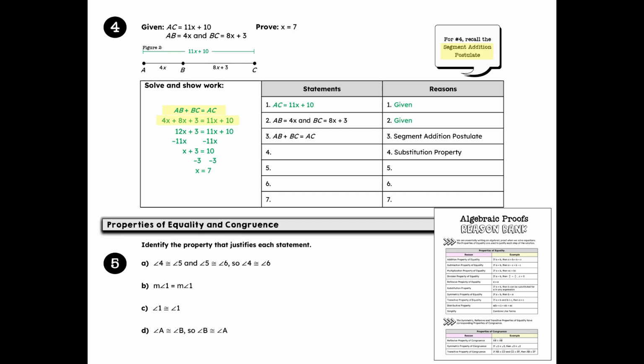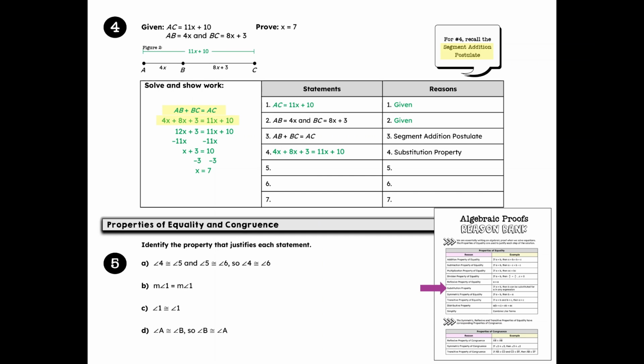we substituted in the expressions for the length of AB, the length of BC, and the length of AC. And I've got my little Algebraic Proofs reason bank. If you can see it, refer to that paper. Hopefully you have it in front of you. So I've got, again, I highlighted my line with an equal sign in it, right? The statement with an equal sign. I highlighted that in yellow. That's what goes in your statements column. So I'm going to write that down. 4x plus 8x plus 3 equals 11x plus 10. And I use the substitution property.